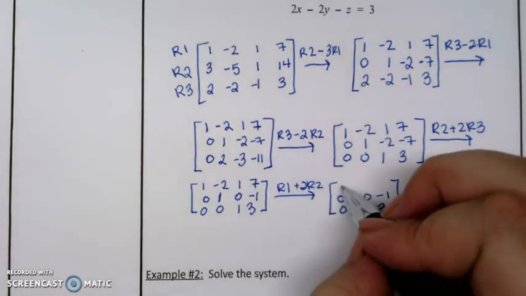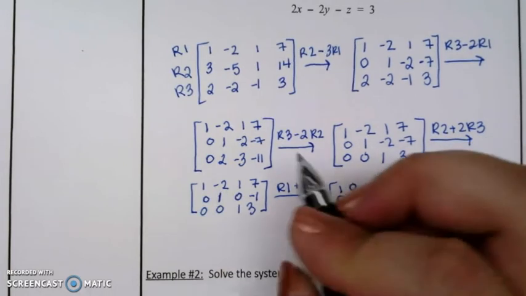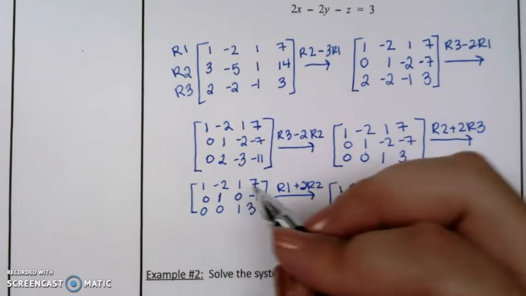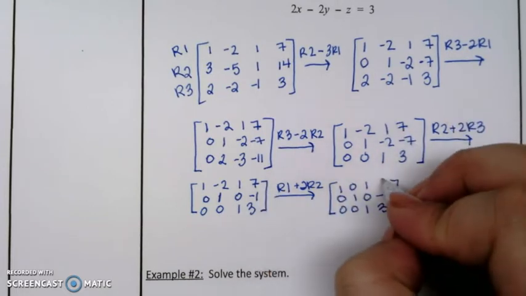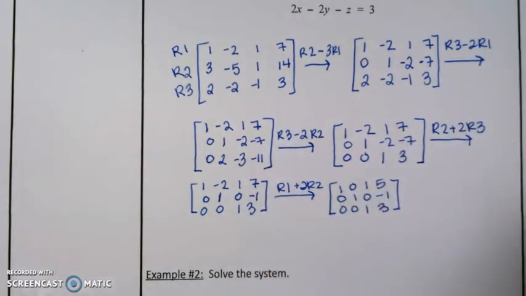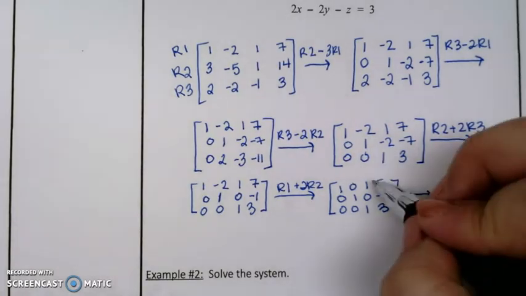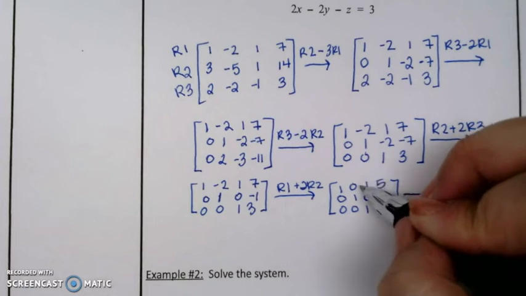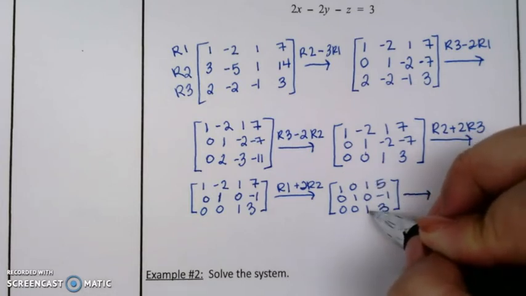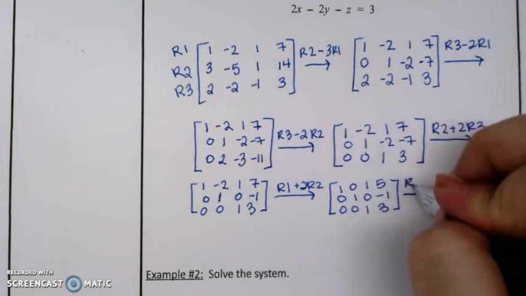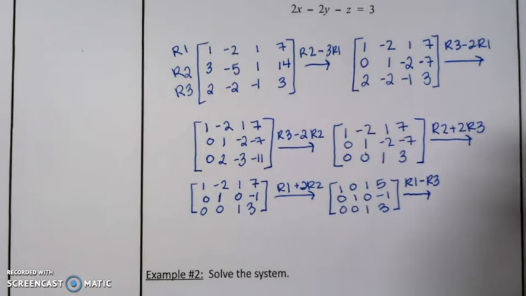1 plus 0 is 1. Negative 2 plus 2 is 0. 1 plus 0 is 1. 7 minus 2 is 5. And then hopefully this will be our last move, getting a 0 in this cell that has a 1. So I'm going to use row 1 and row 3. And I'm going to do row 1 minus row 3, or row 1 plus negative row 3.